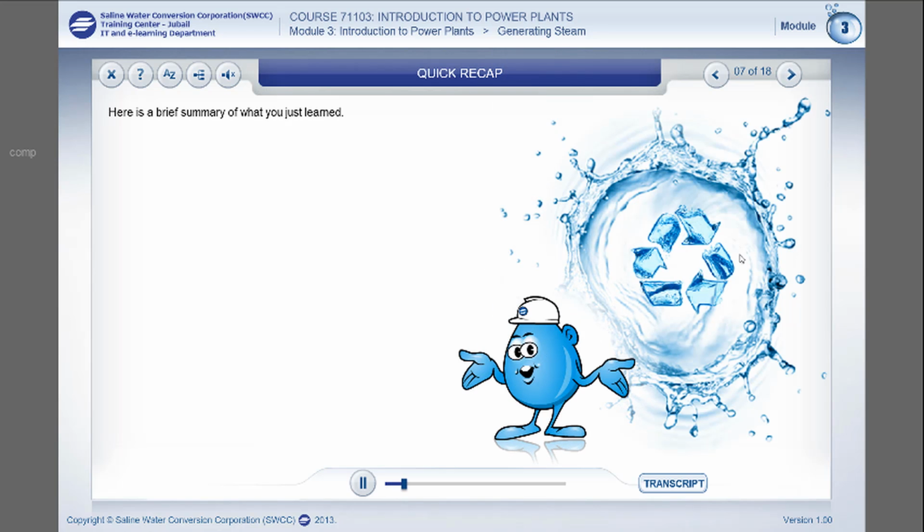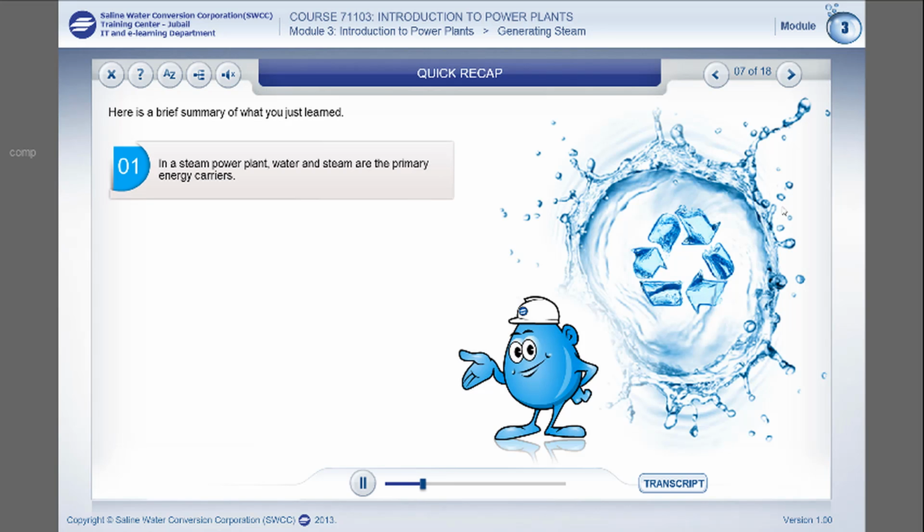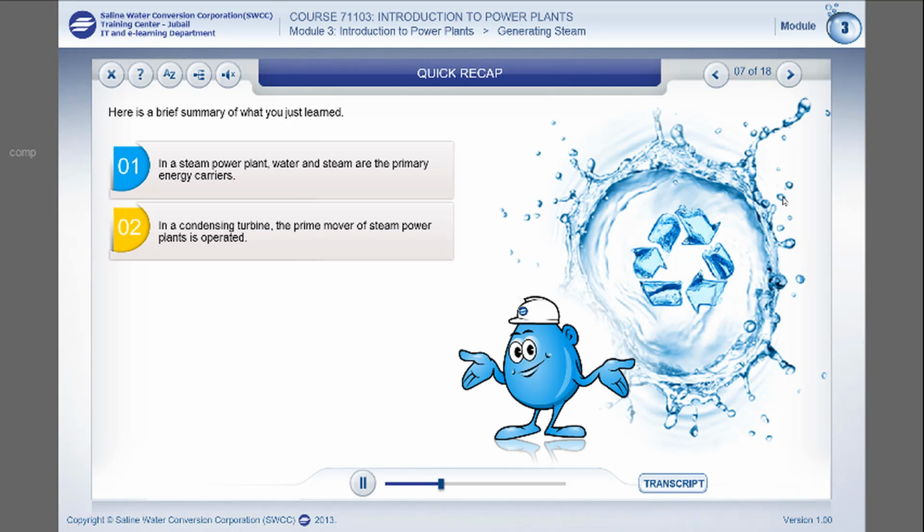Here is a brief summary of what you just learned. In a steam power plant, water and steam are the primary energy carriers. In a condensing turbine, the prime mover of steam power plants is operated.